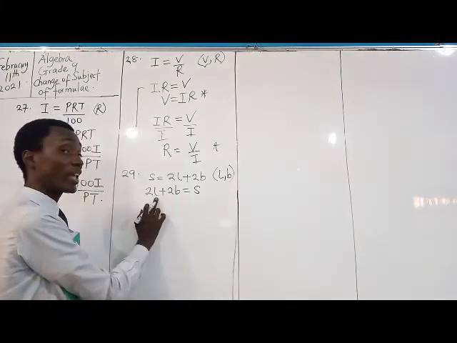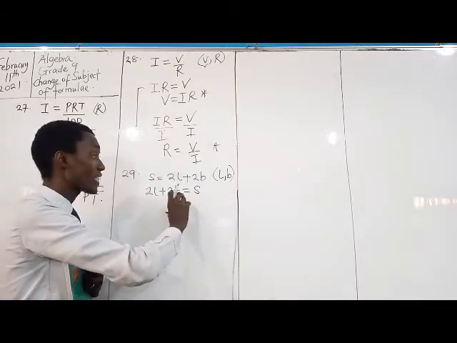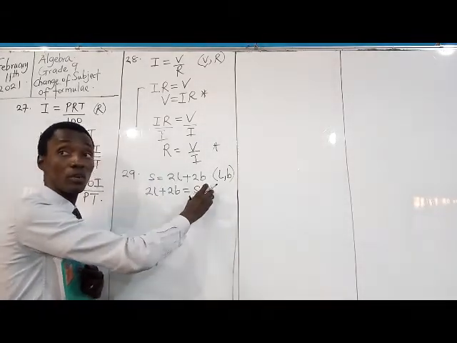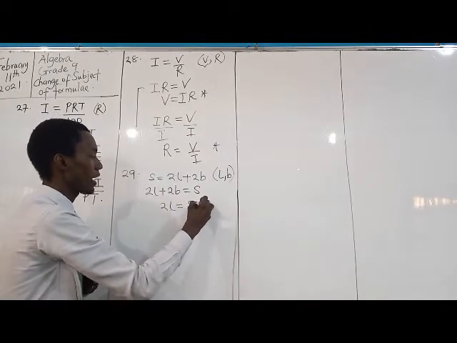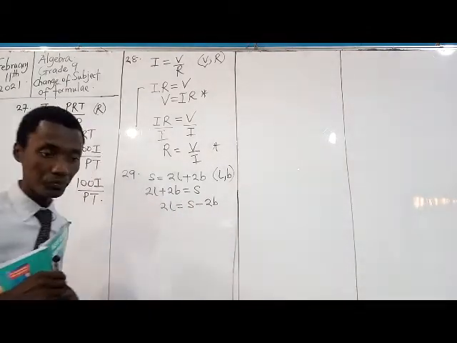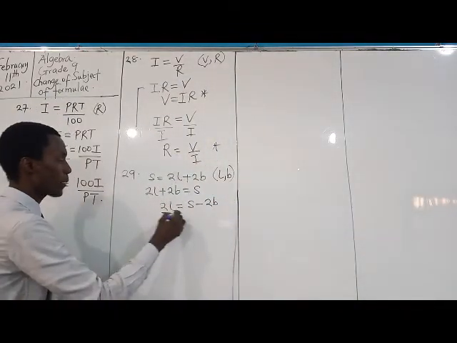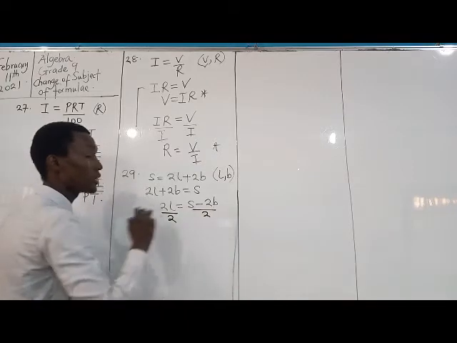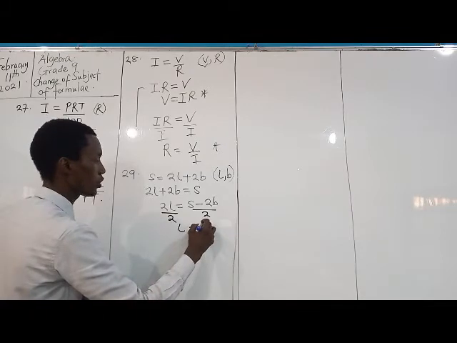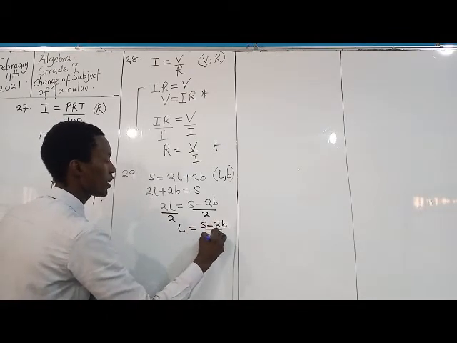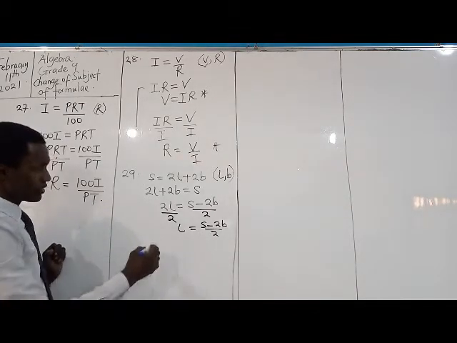If I want emphasis on L, I will have to move this away. And I do that. Once it crosses equality, it becomes what? A slave. So 2L will be equal to S minus 2B. Is that not? And as such, we'll divide both sides by 2 because I don't need the 2. L will be equal to S minus 2B over 2. Okay, that's the first one.